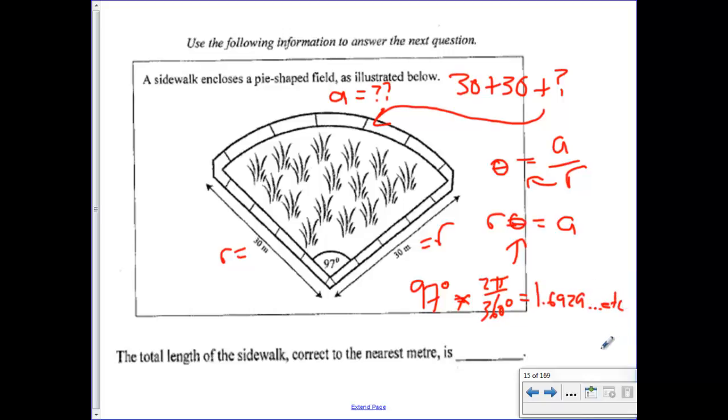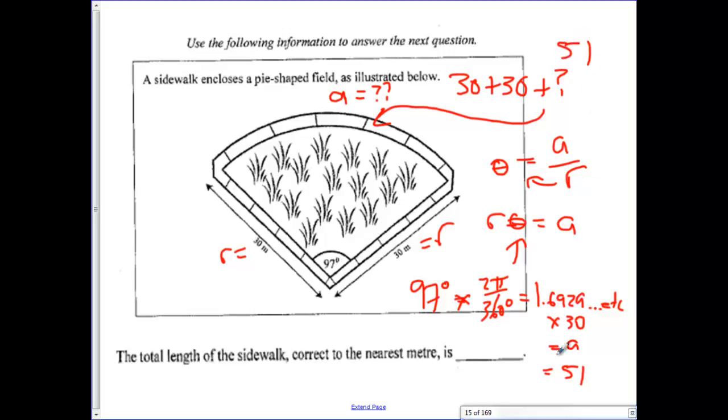1.6929. Okay, and then we have to make that your theta. So then times that by 30 to get your arc length. Okay, so 51 meters. But then you've got to go 30 plus 30 plus 51. So 111?